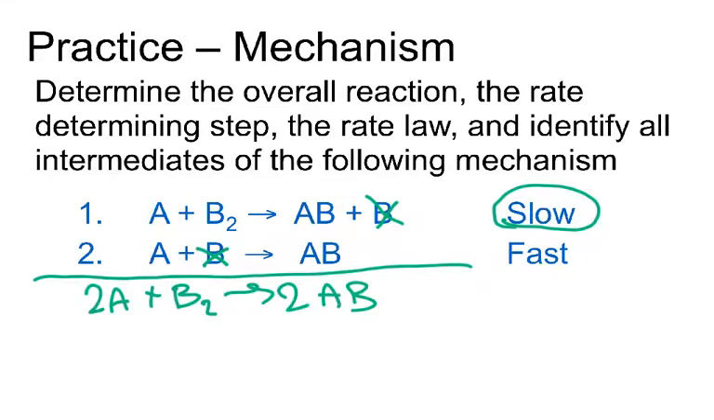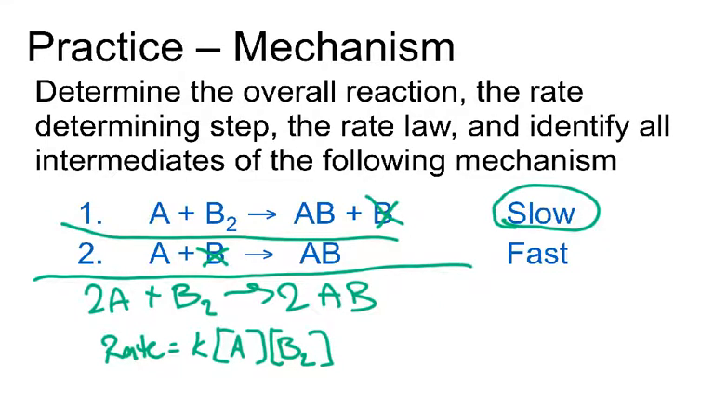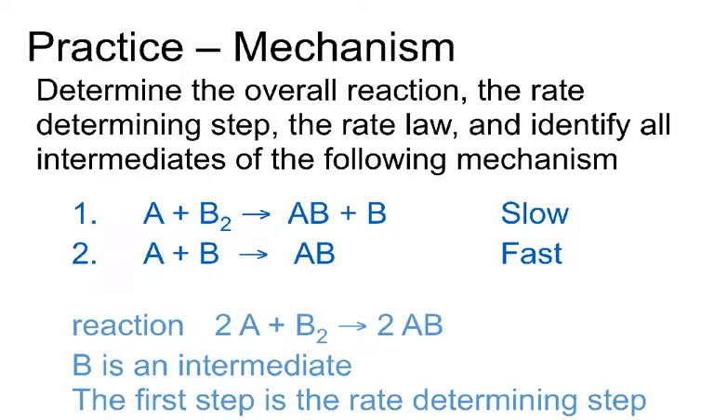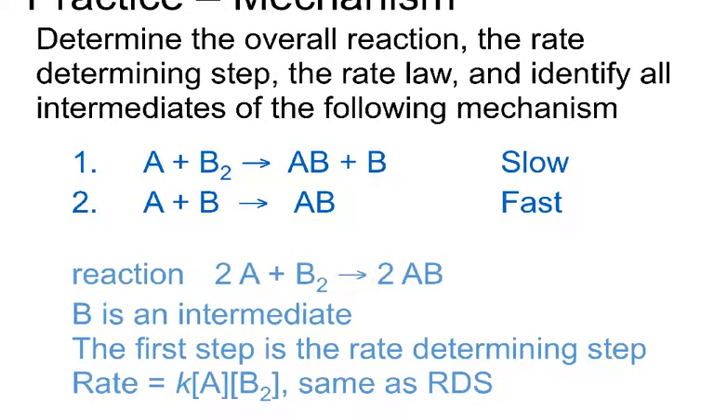So our rate law is going to be equal to our rate constant K times our concentration of A times our concentration of B2. And that's just because we have this elementary step. So we have overall reaction, rate determining step, here's our rate law, and we identified our intermediates. There we go.